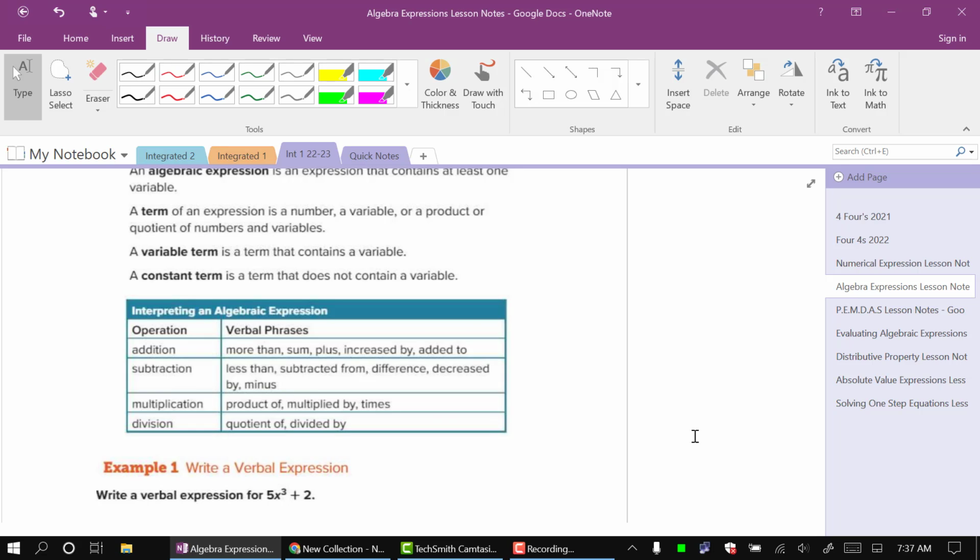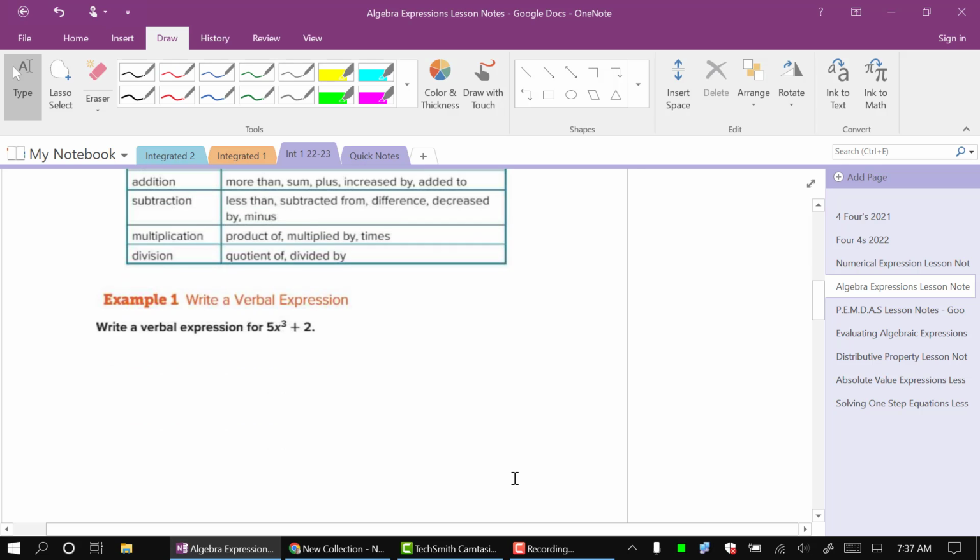So we have some operations: addition, subtraction, multiplication, and division. When we use these operations, we can verbally describe them over here. So for addition, we can use more than, sum, or plus. For subtraction, we can use less than, subtracted from, or difference. For multiplication, we can use product of or multiplied by. And for division, you can use quotient of or divided by.